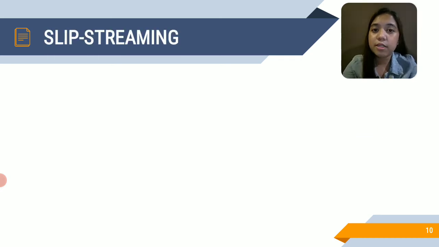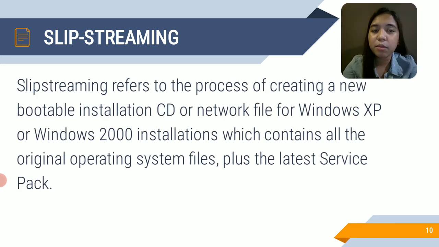The subtopic of preparing the installation is slipstreaming. Slipstreaming refers to the process of creating a new bootable installation, or network file, for Windows XP or Windows 2000 installations, which contains all the original operating system files plus the latest service pack.